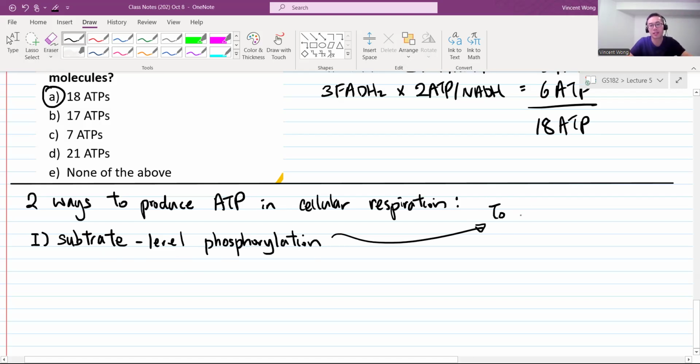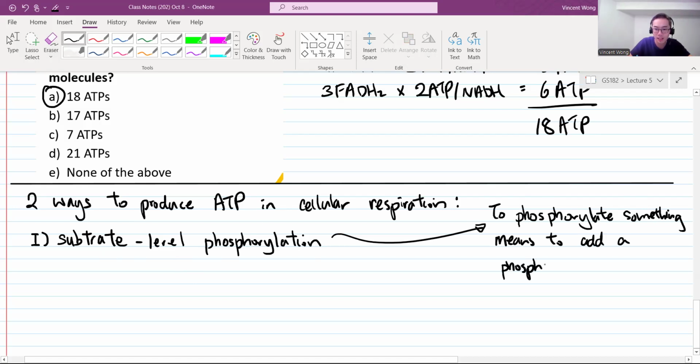Look at what that word even means. To phosphorylate something, anything, you can phosphorylate a molecule, you can phosphorylate a protein, means to add a phosphate group to it. Phosphate, again, I'm hoping you learned this in chemistry, is PO4 negative 3. So to phosphorylate a protein means to add a phosphate to it.